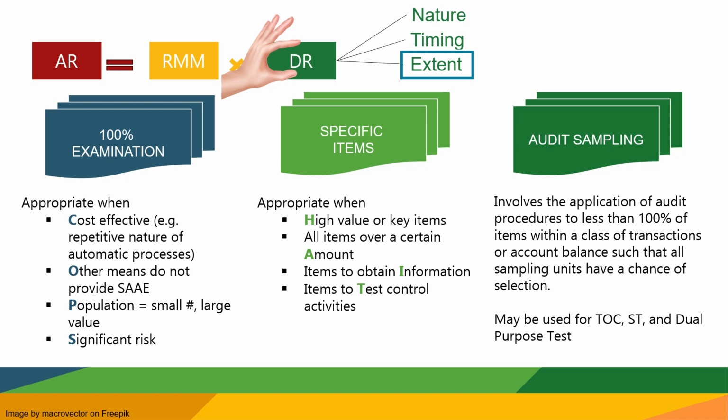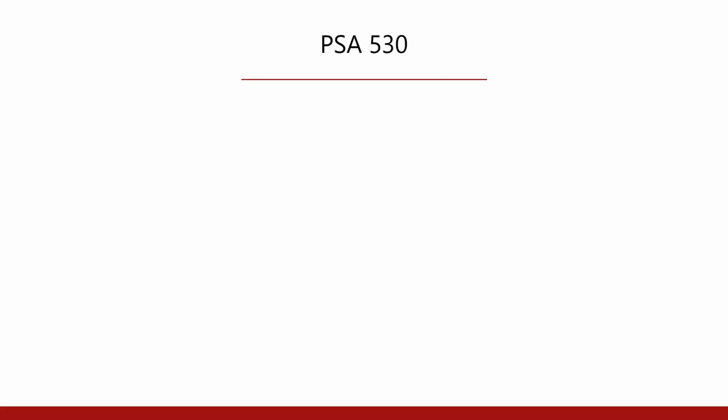Now, audit sampling may be used for tests of controls, for substantive tests, and even for dual purpose tests, or those tests which can serve the purpose of being both a TOC and a substantive test. Unlike, for example, 100% examination, which is highly unlikely for tests of controls because it's often difficult to identify the population of controls. In the case of audit sampling, it may be used for either TOC, ST, or dual purpose test. So these are the choices of the auditor, but of course, our focus will be all about audit sampling. And for this, we will invoke PSA 530 or ISA 530, which is all about audit sampling.